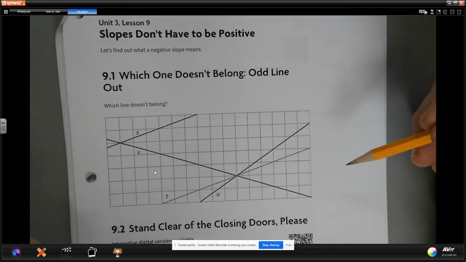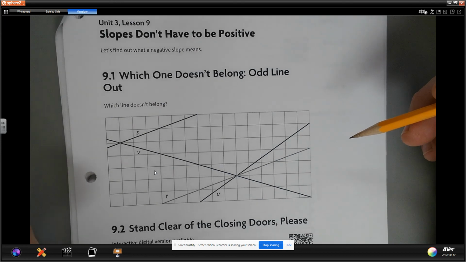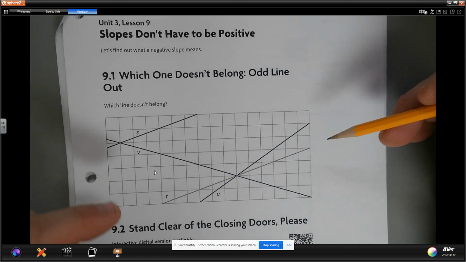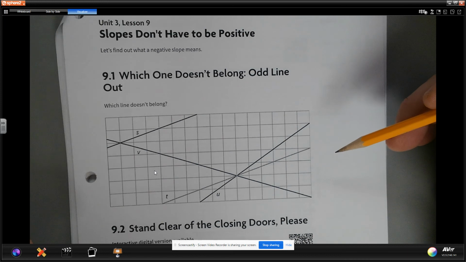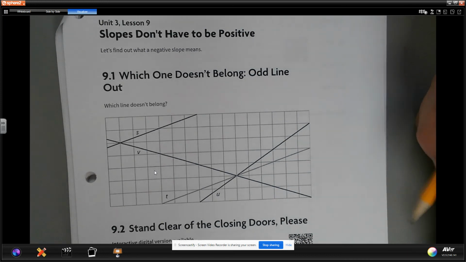First thing we would start out with is which one doesn't belong. Odd line out. Take a look at these lines. We have 4 lines here, and we have to decide which one doesn't belong. Make sure that whatever you choose, you have good reasoning for why you've decided that line doesn't belong.